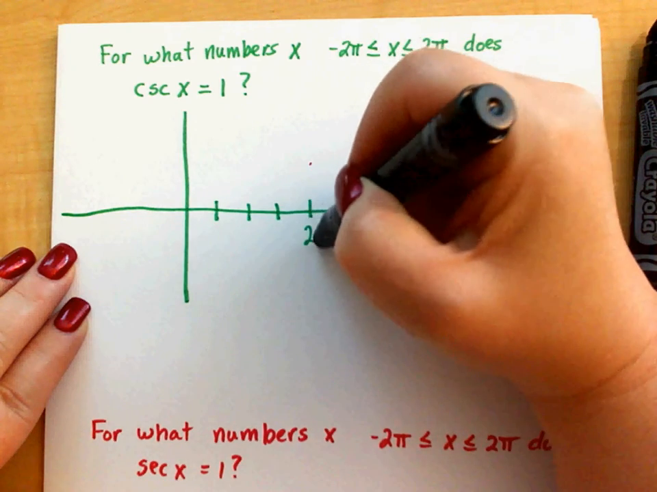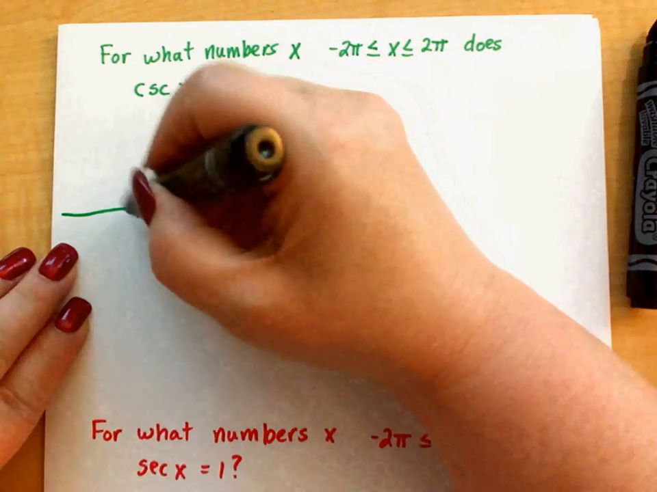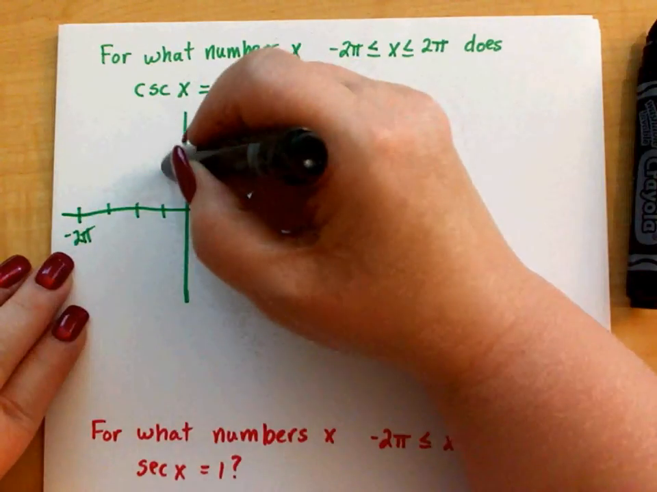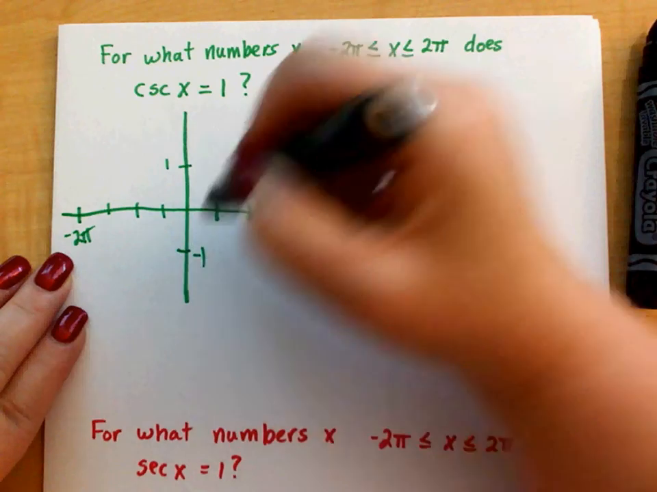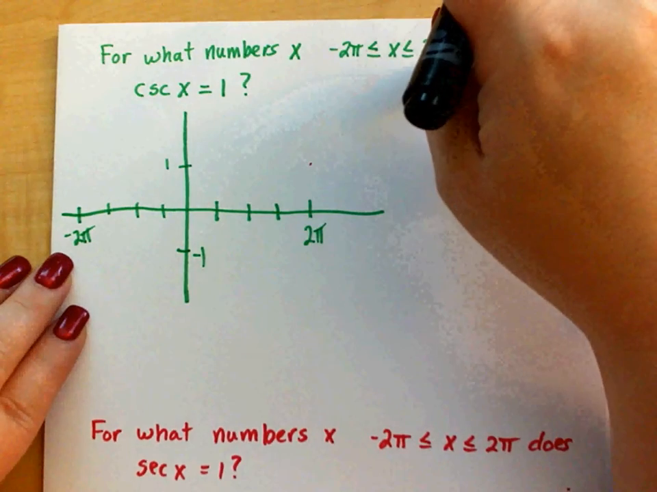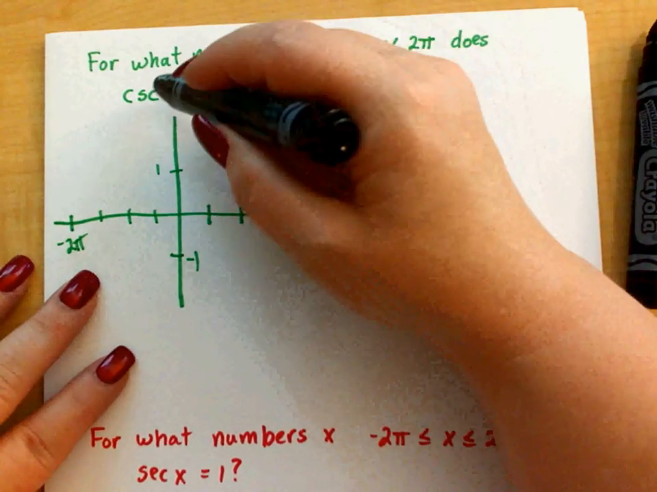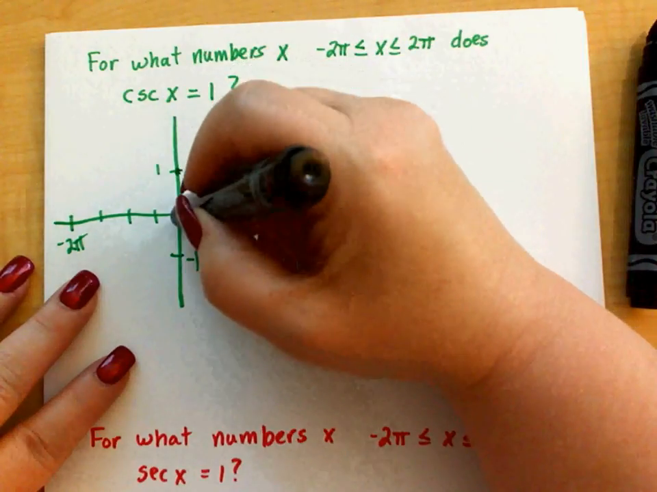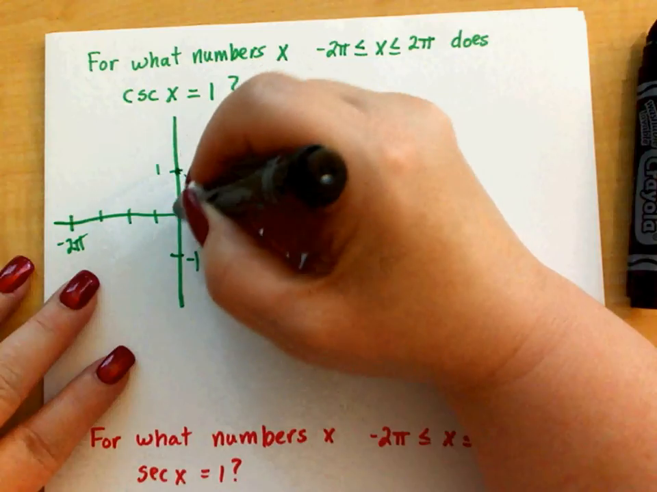So always 4 tick marks to the left and to the right. Sorry, that was kind of crooked. It said only do it between negative 2 pi and 2 pi, so that part's good. Remember, the reciprocal of cosecant is sine, so when I graph it, I always graph in sine. Sorry, I started at the top instead.